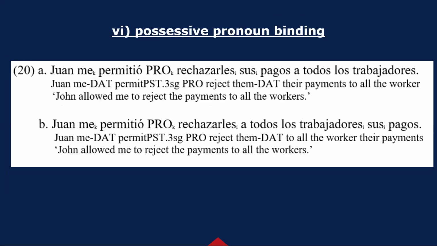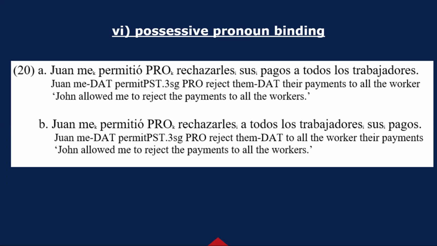Different from 19, the sentences with permitir show a distinct behavior. The examples in 20 are grammatical, even though the dative DP, in this case todos los trabajadores, precedes the DP sus pagos in 20b. In 20, neither the enclitic of the infinitive verb, les, nor the DP todos los trabajadores are co-indexed with the possessive pronouns.